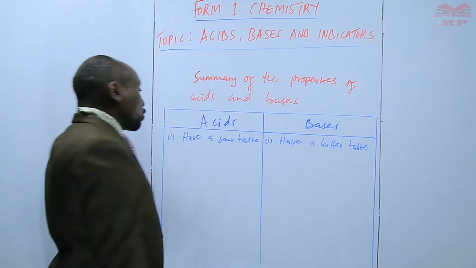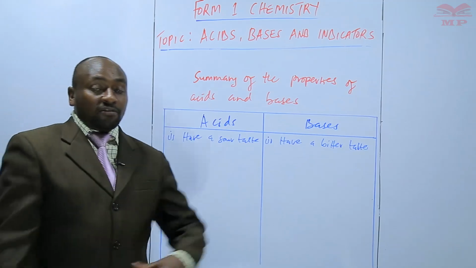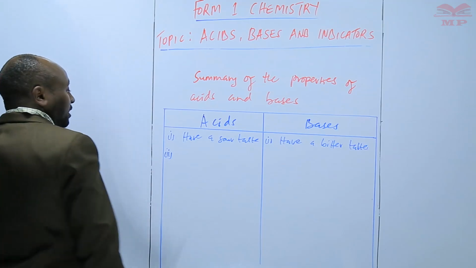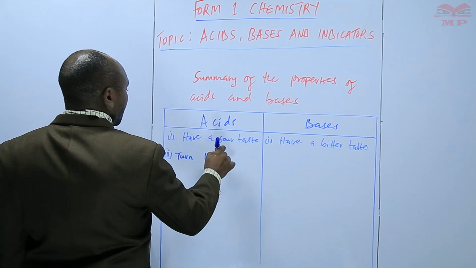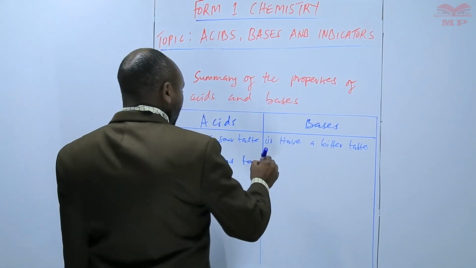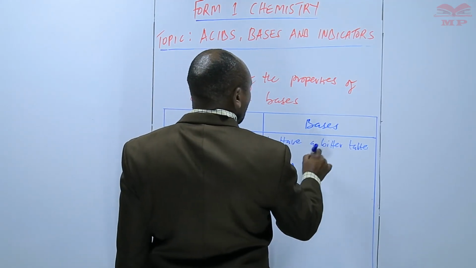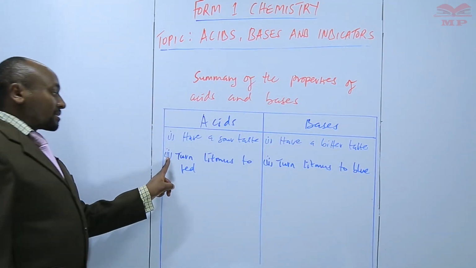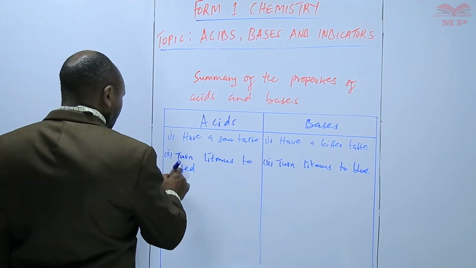Although we say that we should not go ahead and taste them because some of the acids and bases are corrosive and they can be harmful to human beings. Number two, acids turn litmus to red. Bases turn litmus to blue. So that is the acids turning the litmus to red and bases turning the litmus to blue.